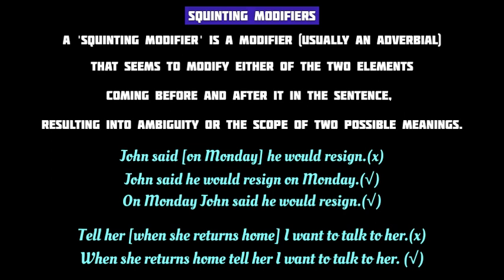But there is no such ambiguity or confusion if the modifier is placed at the beginning of the sentence. When she returns home, tell her I want to talk to her. It means convey this message to her when she returns home.